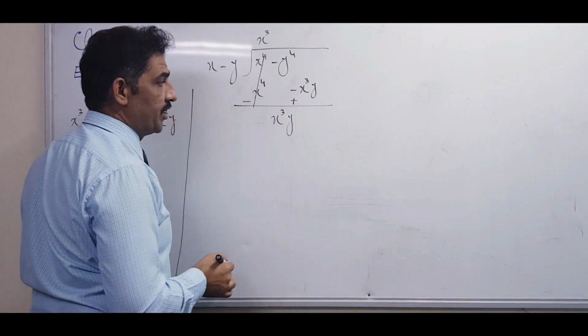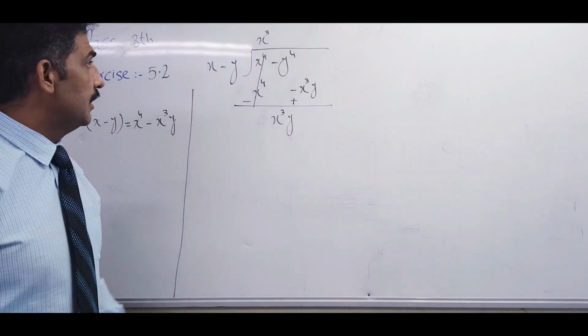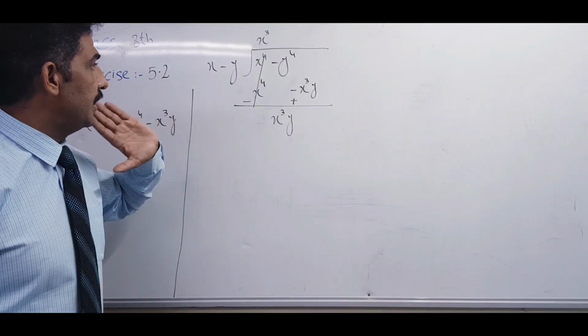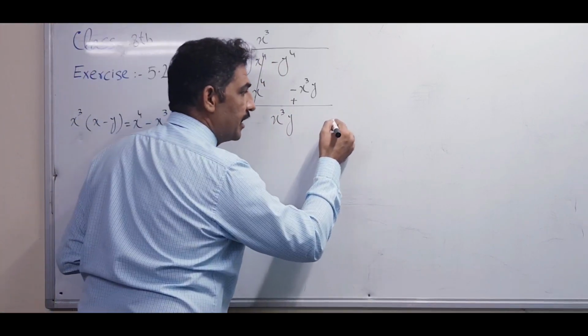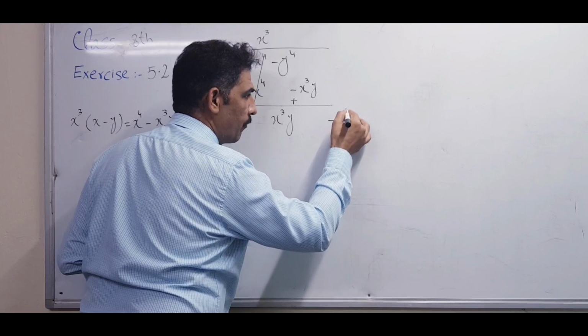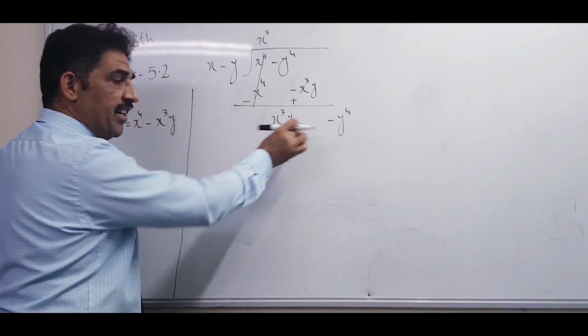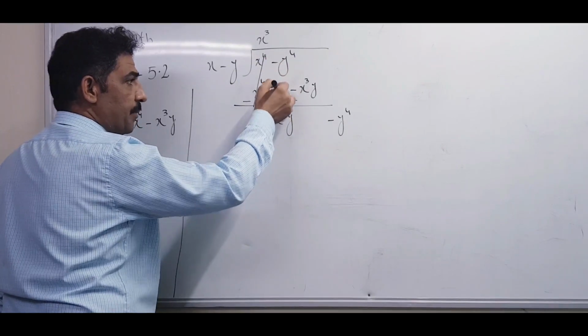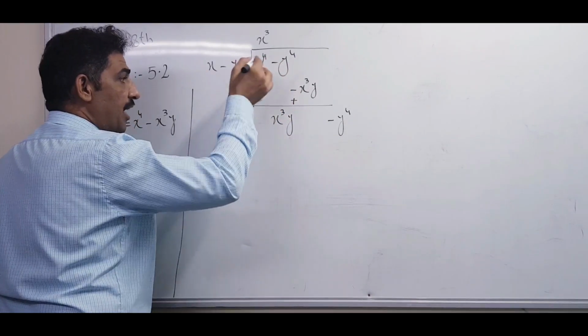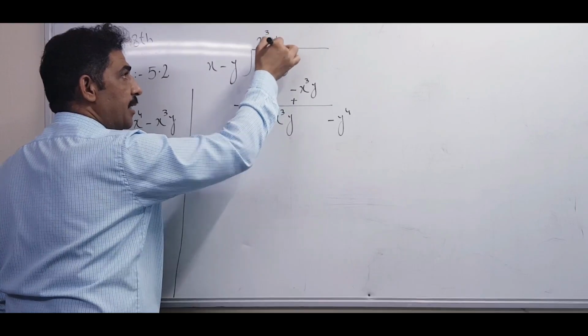Positive sign, right? This term, that is minus y raised power 4, you will write it but leave a little gap. Why? Because the gap will be filled in this place. Okay, because this term is also coming down. This step is also coming down. So now again, the first term you will write with plus sign.